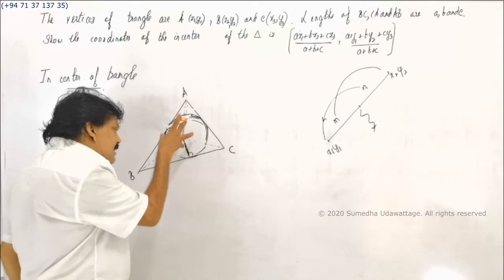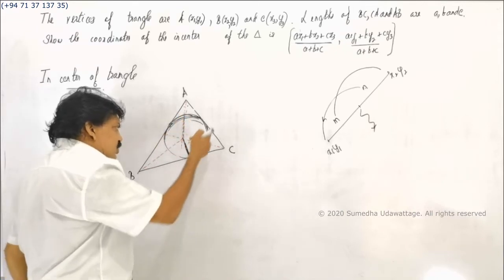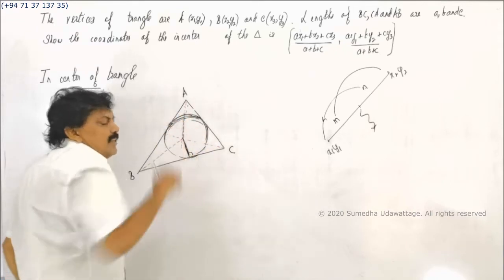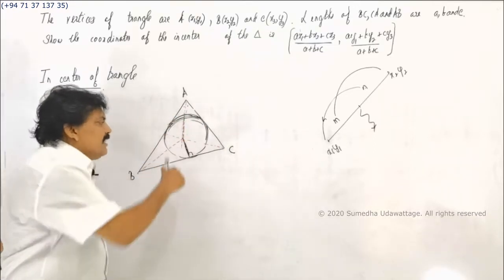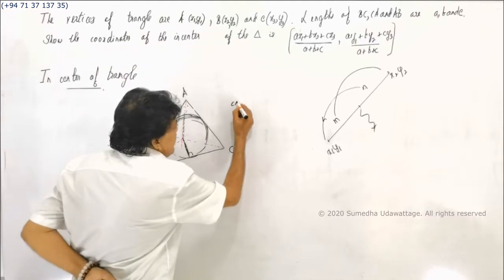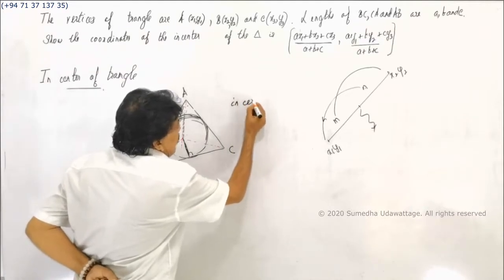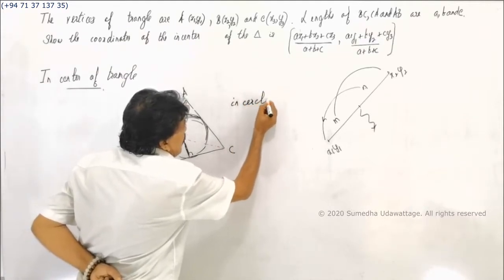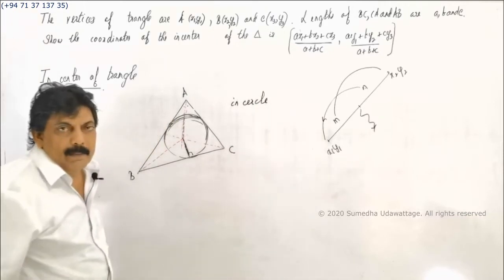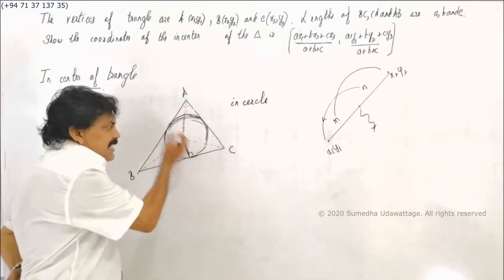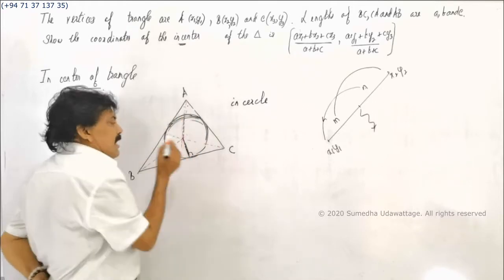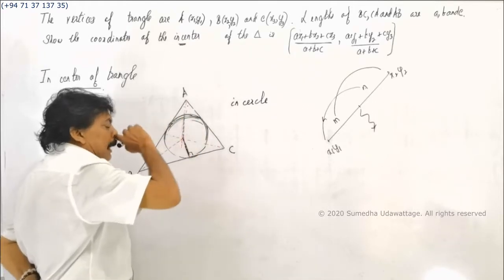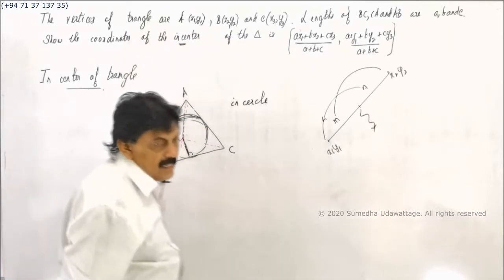The circle touches all sides of the triangle. Since the circle is within the triangle, you call it the inner circle of the triangle. The center of the inner circle of the triangle is called the incenter.